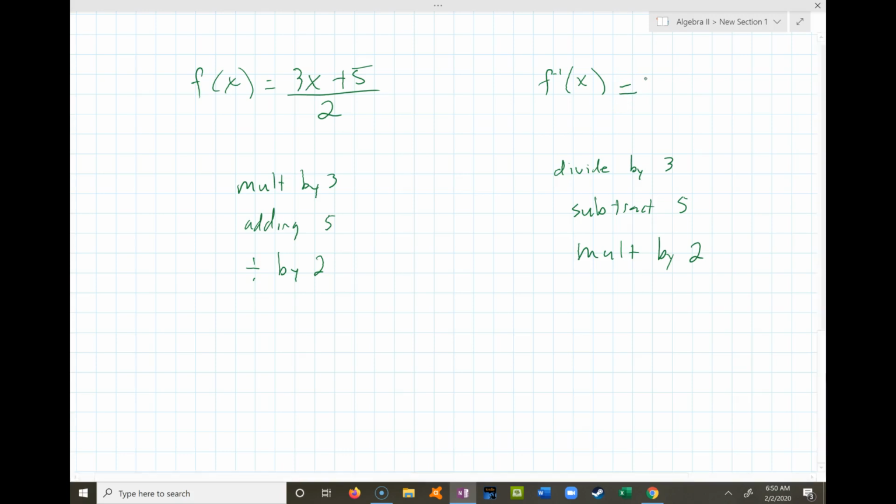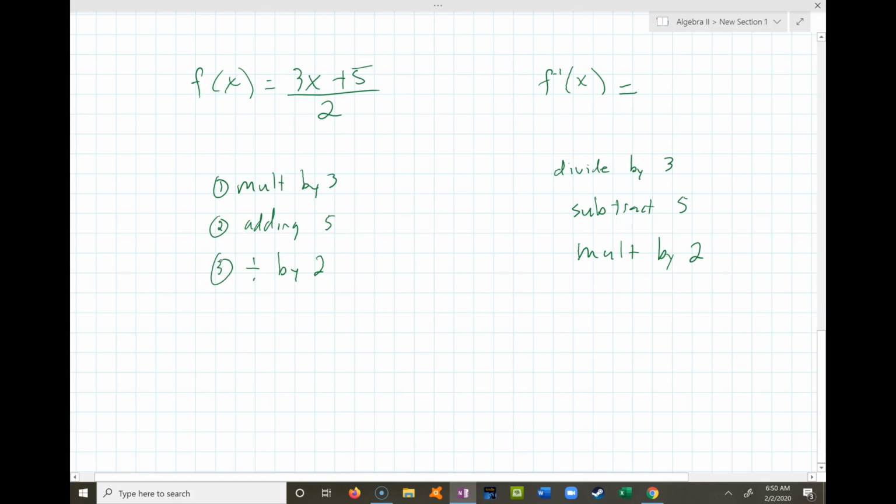So we would go back to the original function and say, okay, what was done first? It looks like multiplying by 3 was done first. If you think about order of operations, if I plug a number in for x, the first thing I'm going to do to it is multiply by 3. Then the next thing I would do is add 5. And then the final thing I would do is divide by 2.